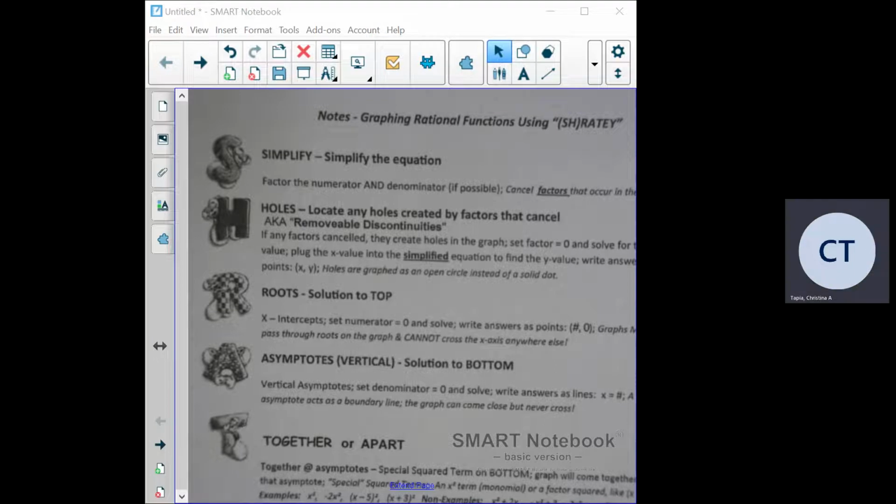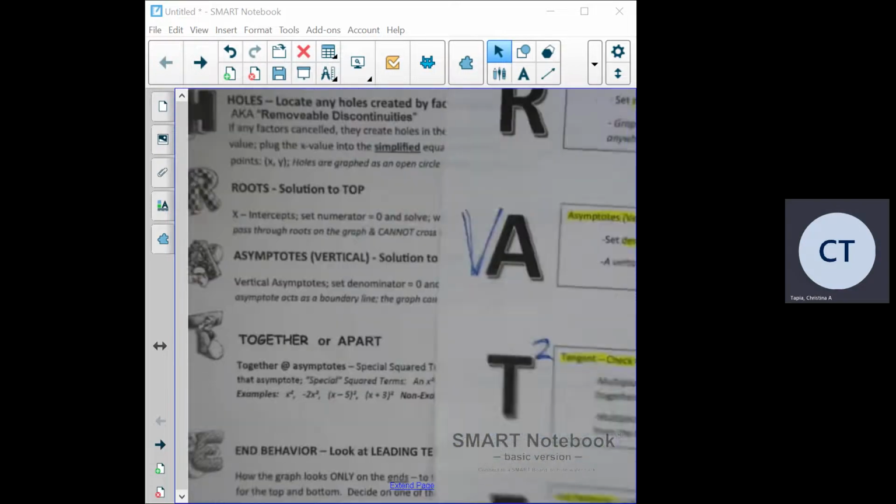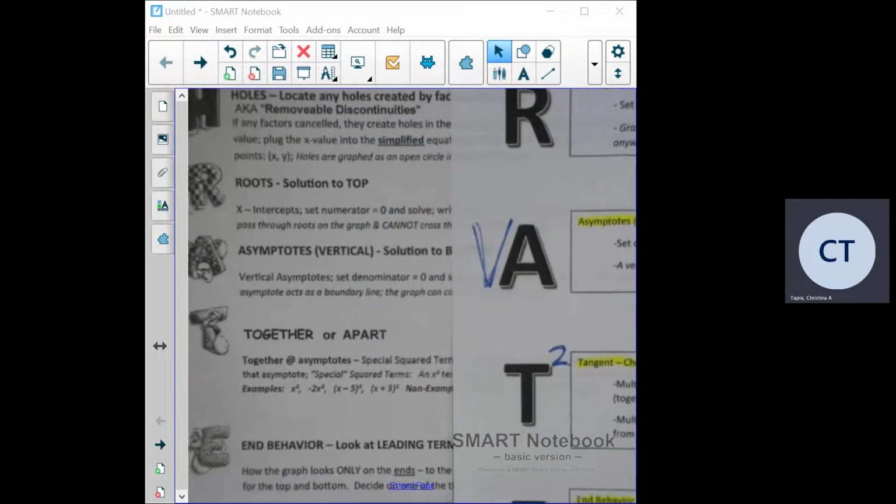Okay, so we're going to look at SHRATEY. So the notes that we talked about last time, we were talking about SHRATEY, which looks just like this. If you look at the SHRATEY steps, they're pretty much all the same.